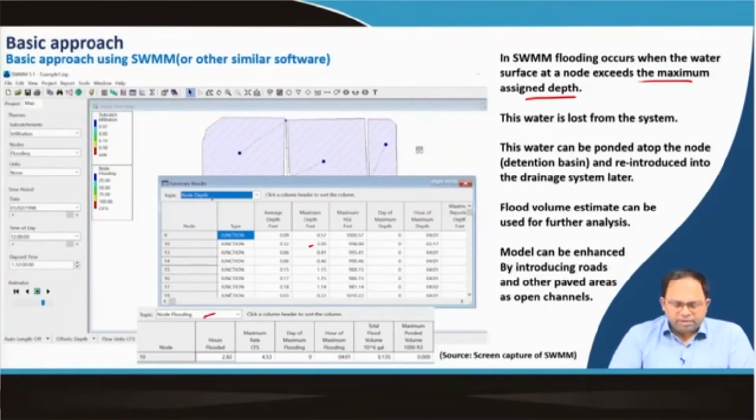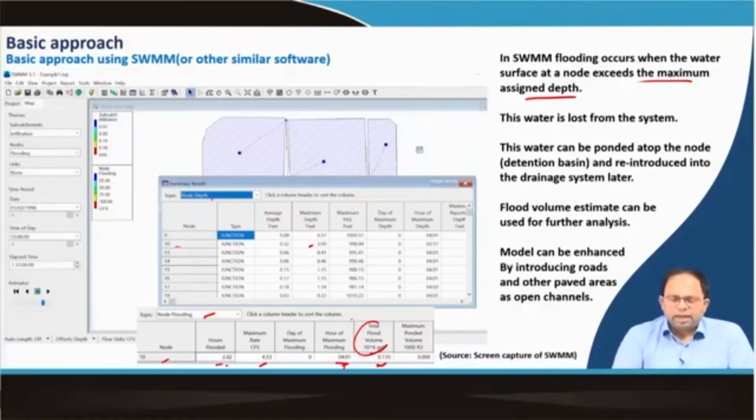So, for node flooding, we have seen that at node 10 the number of flooded hours is 2.82 hours, and the maximum rate is 4.53 cubic feet per second. It also gives us the time when the maximum flooding happened, that is at around 4 p.m., and the total flood volume is also given. The maximum ponded volume in 1000 feet can also be determined from here itself.